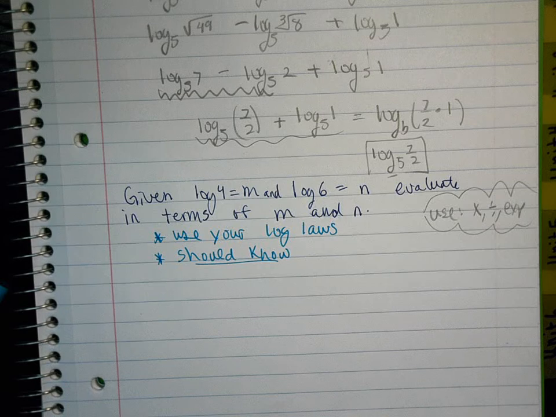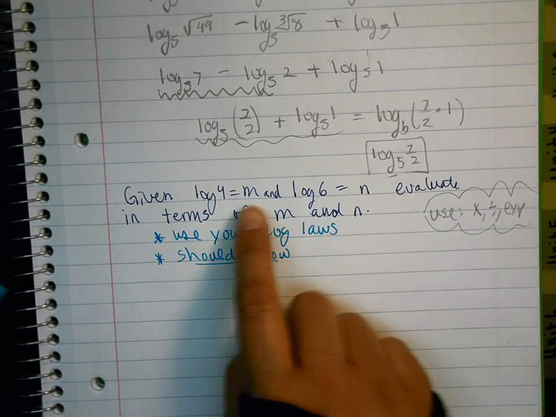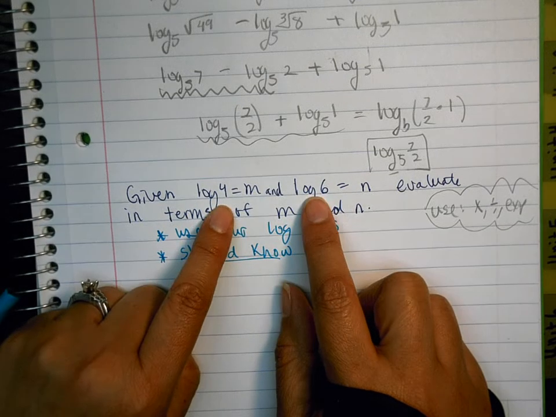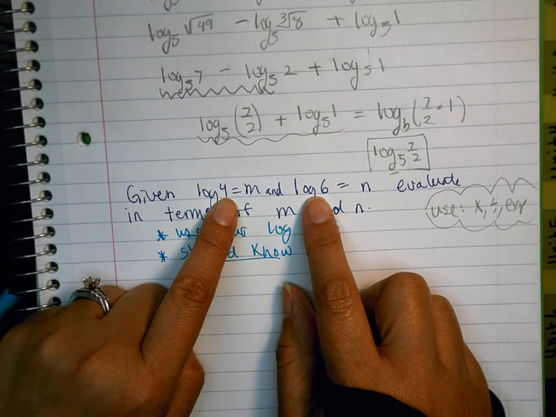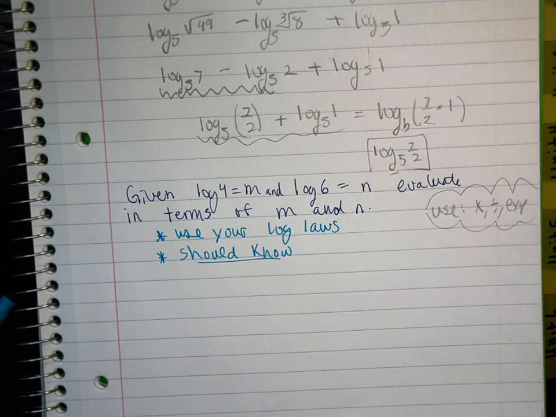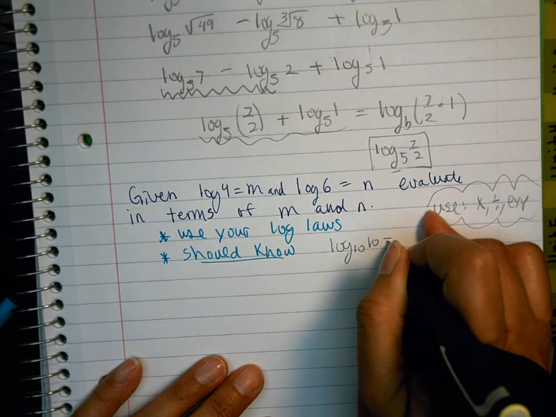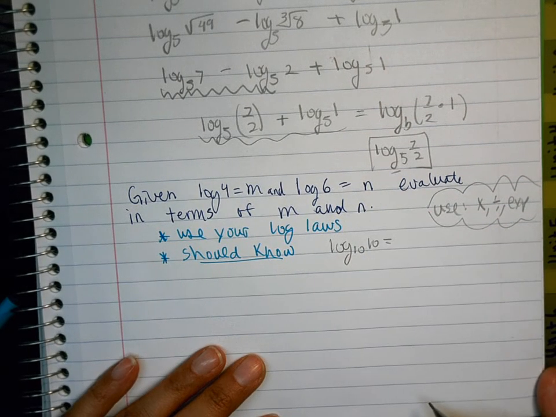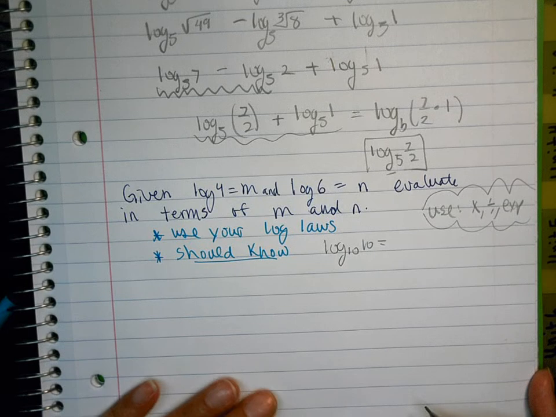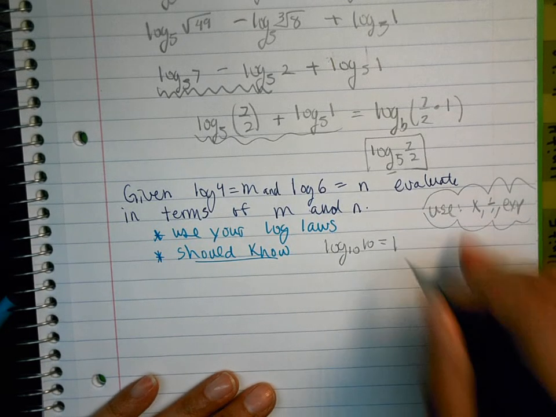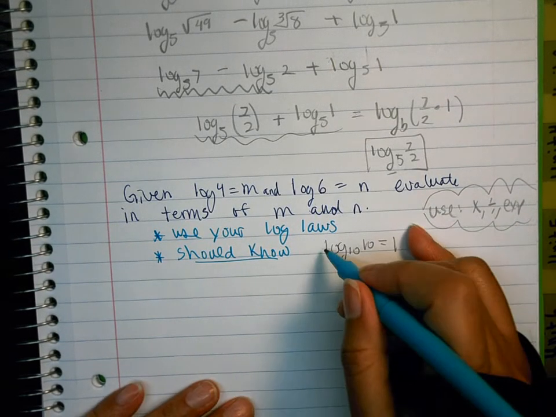Okay, so what's the should know? You look at the base of the original logs given. What's the base here? It's not written, so what's the base? So your should know is log base 10 of 10 equals what? 10 raised to what power is 10? What does it equal? 1. Now, I only wrote it this way because the base was 10.